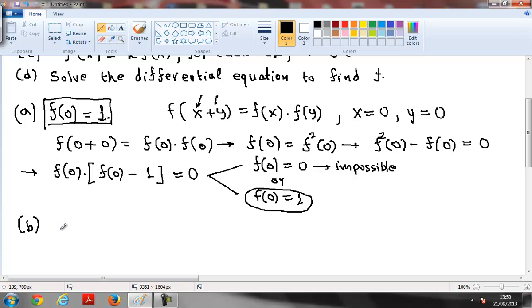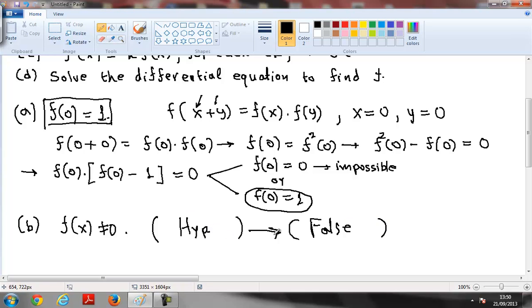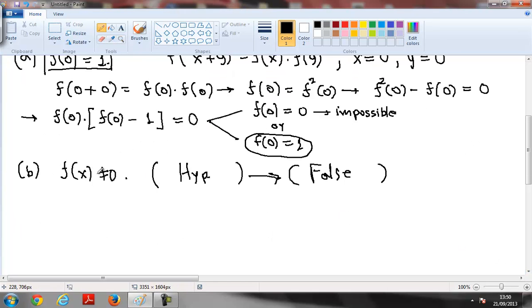I have to prove that f of x is different than 0 for each value of x. Now, we will give a proof by contradiction. When you give a proof by contradiction, you have some hypothesis, and then you have some conclusion that's false. So I create a hypothesis and the conclusion is false. So since my conclusion is false, then I have to reject the hypothesis. So that's the structure of my answer here.